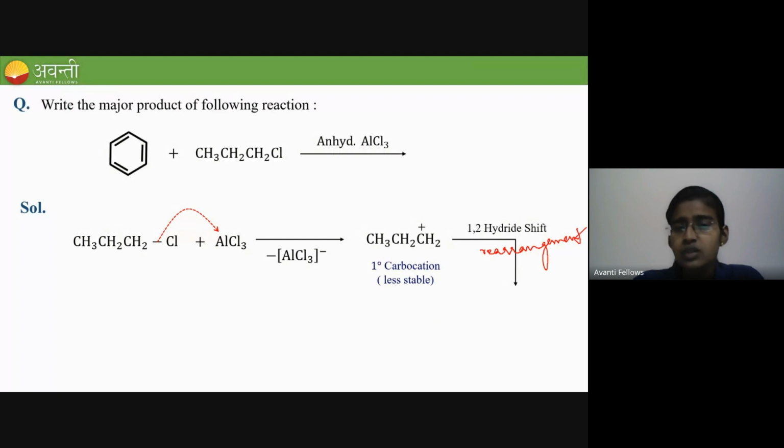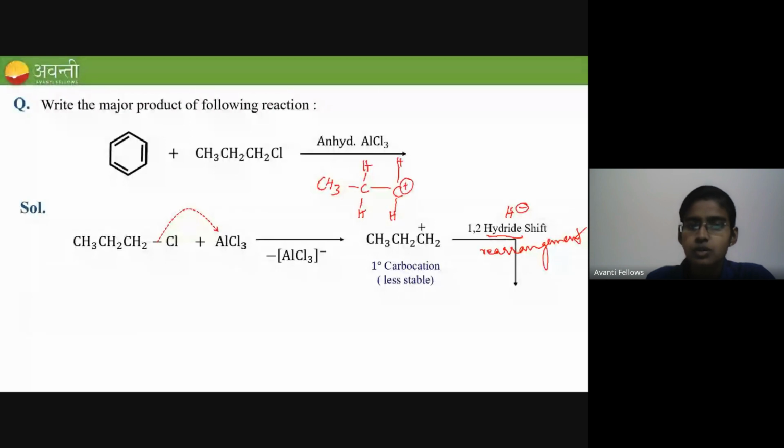Now how does this 1,2 hydride shift happen? What is meant by hydride? Hydride means H minus. Let me draw the structure like this: CH3, CH2, CH2 plus. This is the primary carbocation. Now between the first carbon and second carbon, H minus hydride is going to get shifted. Take this H minus with its electrons and shift it to this carbon. So what will you get? We will get CH3 and CH plus.